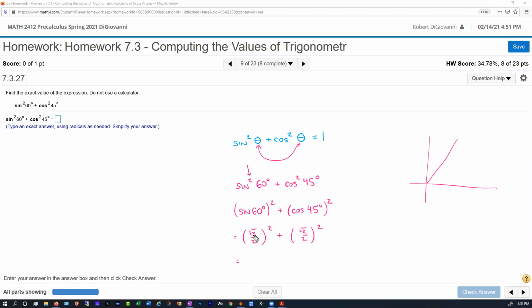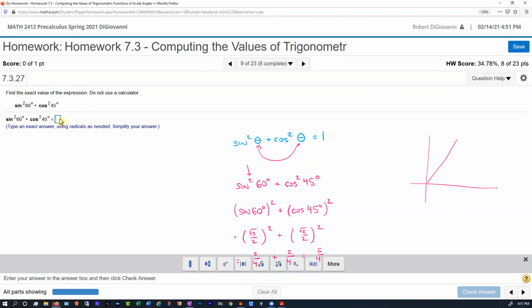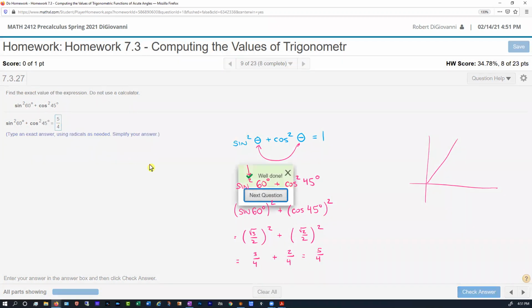And now what we do is we square each one. So we square the top and bottom here, we get 3 over 4 here, plus, squaring top and bottom here, we get 2 over 4. Since they have the same denominator, we just add the numerators up, so you get 5/4. 5 divided by 4. I'm doing good.